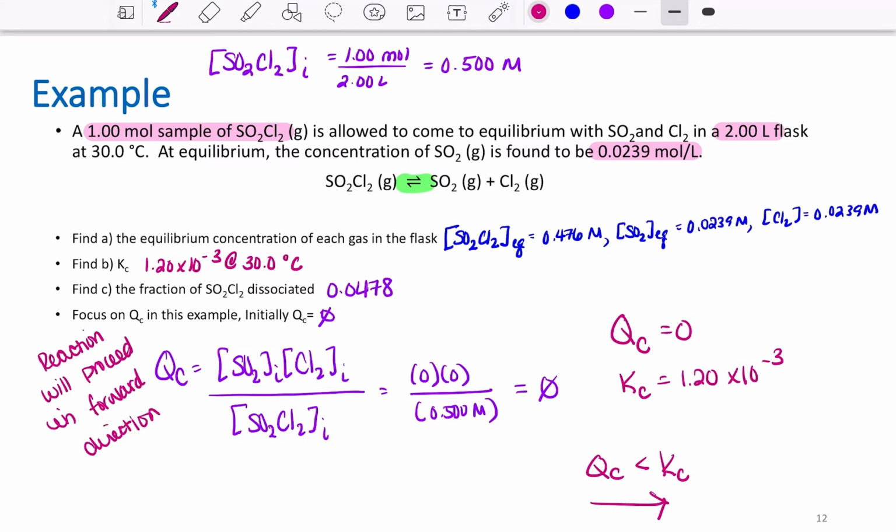Now, some people may say, well, of course it's going to proceed in forward direction. We didn't have any of the products formed, so of course we expect it to form. That is correct, yes. However, sometimes you're going to be given initial concentrations for products as well, and you're going to have to calculate which direction this reaction is going to go, because you won't know without comparing that reaction coefficient to the K expression.